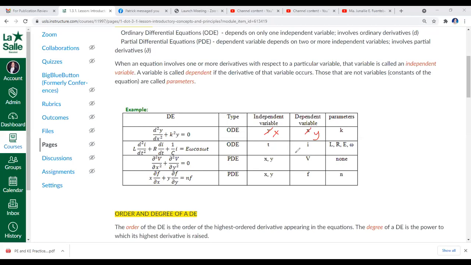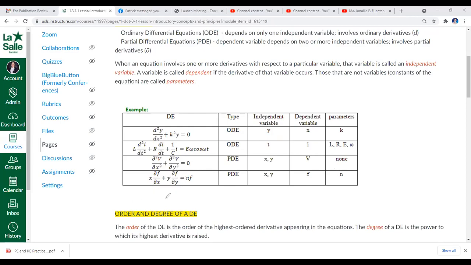So there's none. Now in the second and last example, the second partial DE, your independent variables are still x and y. Your unknown function or your dependent variable is f. You can see that's an f. And your parameter is n because there's a letter here that is not appearing in the derivative itself. What's only appearing in the derivative is the f, x, and y. So other letters that you see in your DE will be viewed as constants or parameters. So in this case, your parameter is n. Okay, so that's the very simple illustration of the independent variables, the dependent variable, the type of the differential equation, and the parameter.